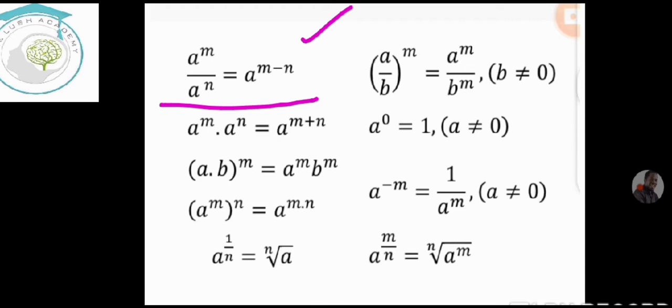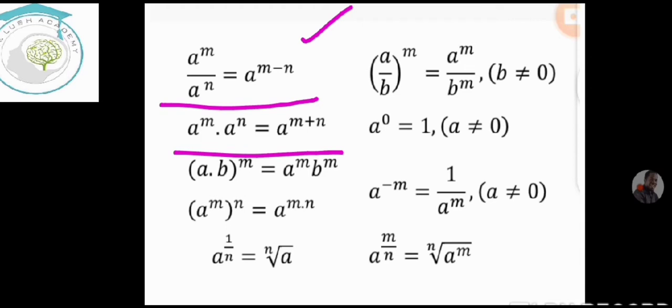Trust me. The next law says a to the power of m dot a to the power of n is equal to a to the power of m plus n. Sorry, I'll go over that again. A to the power of m dot a to the power of n is equal to a to the power of m plus n. Like I said, examples will make this very, very easy.